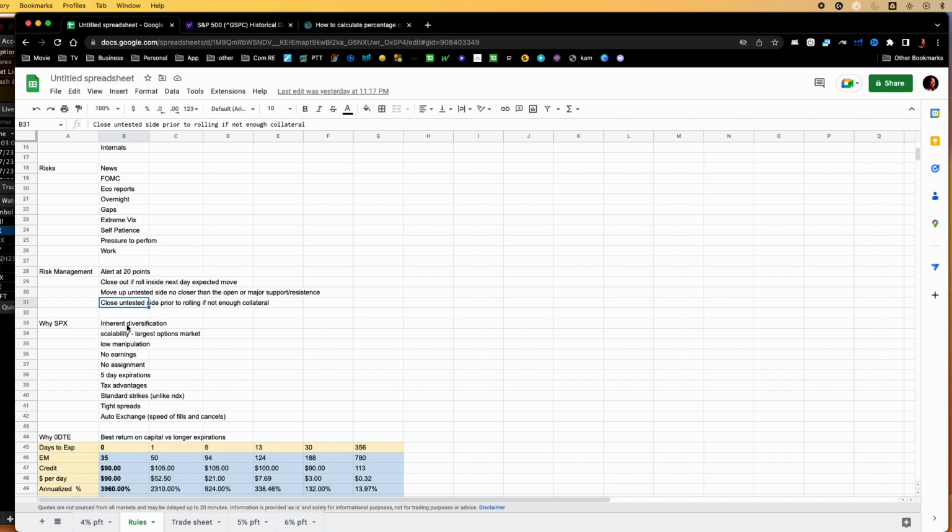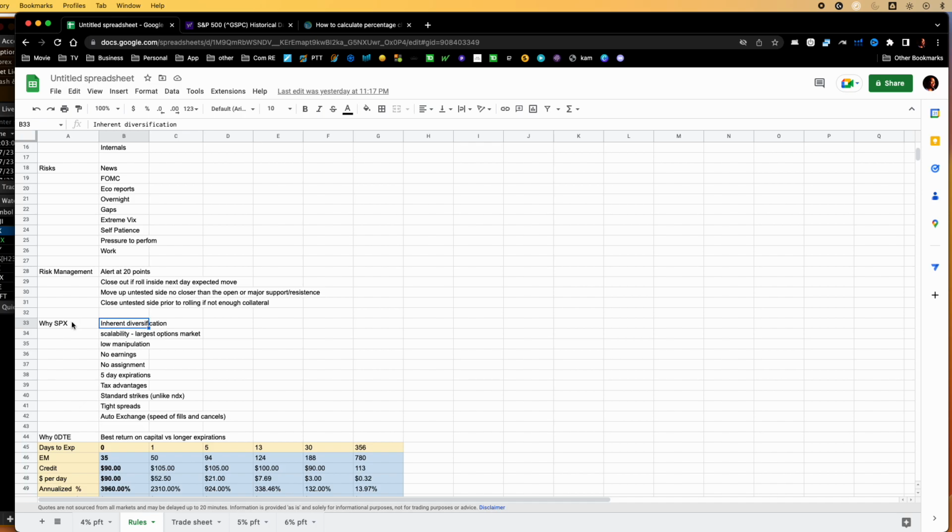All right. Why SPX? Why is it SPX 0 DTE? Why is all the buzz? Well, this is why. You've got diversification inherent in the instrument. This is why we're picking SPX specifically above everything else out there.